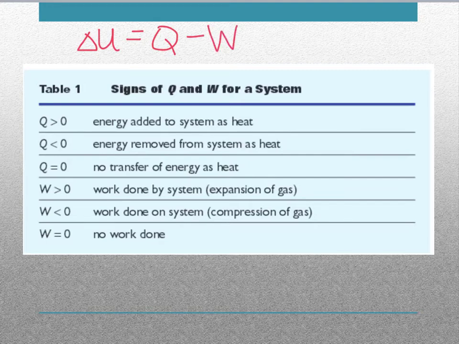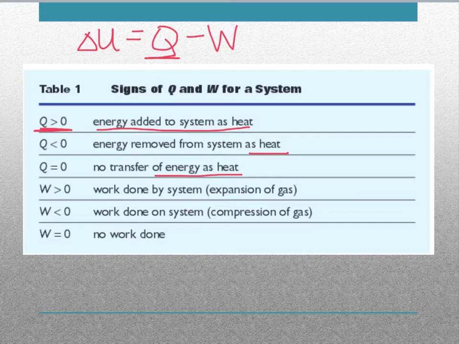So our change in internal energy is equal to the heat. Notice that if Q is greater than 0, we're talking about energy added, the same way we talked about heat before. If it becomes negative, that means heat has left the system. And if it's 0, there's no transfer of energy as heat.